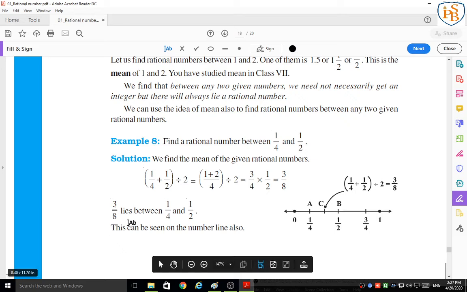So 3 upon 8 lies between 1 upon 4 and 1 upon 2. And this can be seen on the number line also. Look at here in the same way.